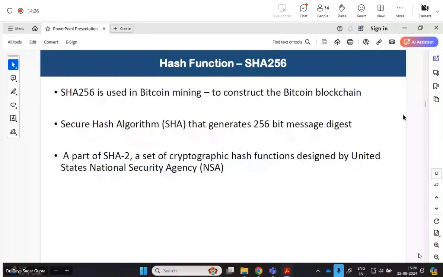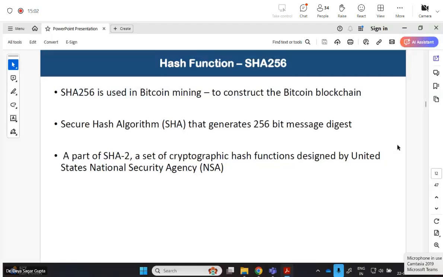This SHA-256 is a cryptographic hash algorithm. SHA-1 is there, SHA-2 is there, MD5 is there, SHA-256 is there, SHA-512 is also there. So many such algorithms are there, but SHA-256 is being used in the blockchain by Satoshi Nakamoto. So we'll try to understand what this SHA-256 is.